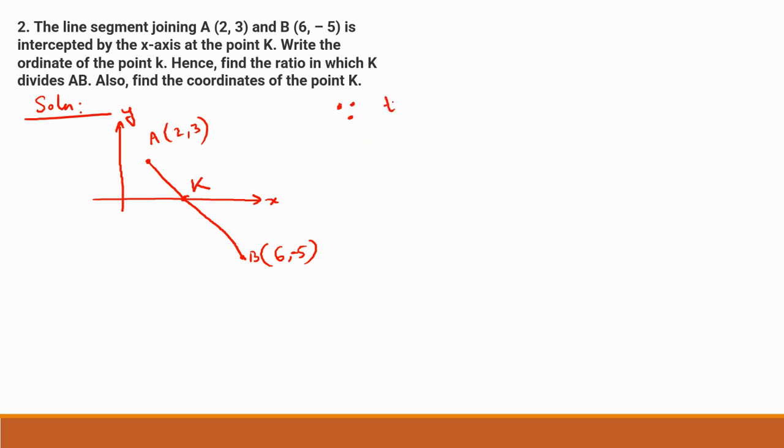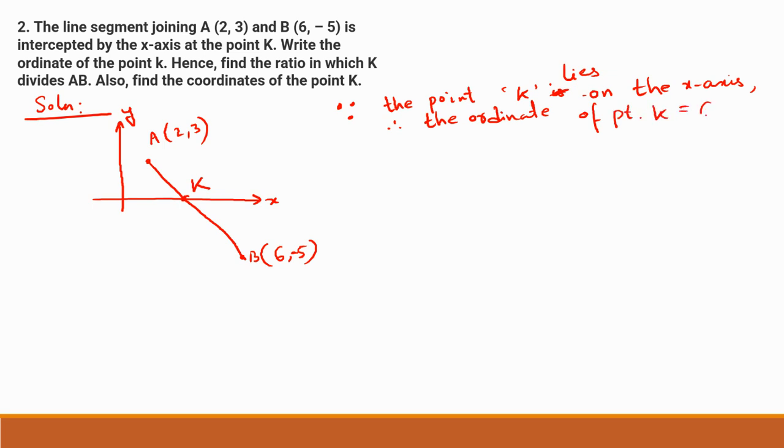Since the point K lies on the x-axis, the ordinate of point K equals 0, right? Just write that the ordinate of K equals 0. All right. So you found it. Hence, find the ratio in which K divides AB.